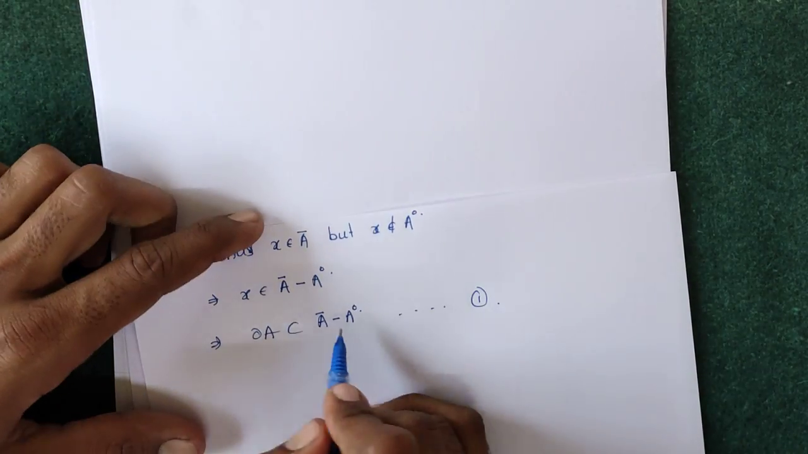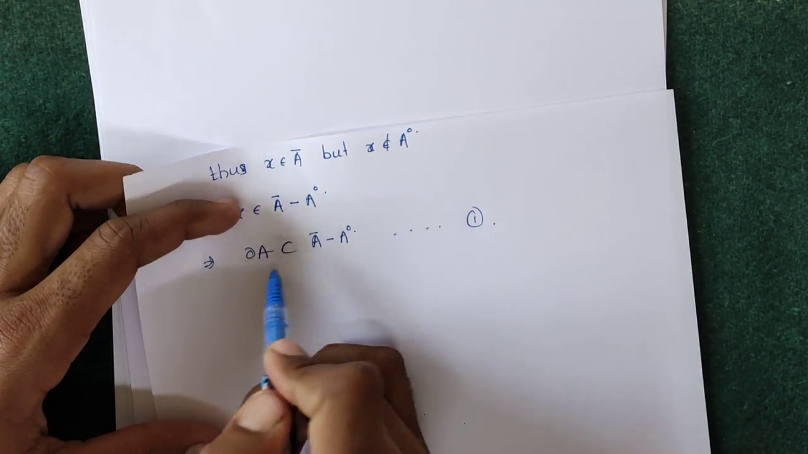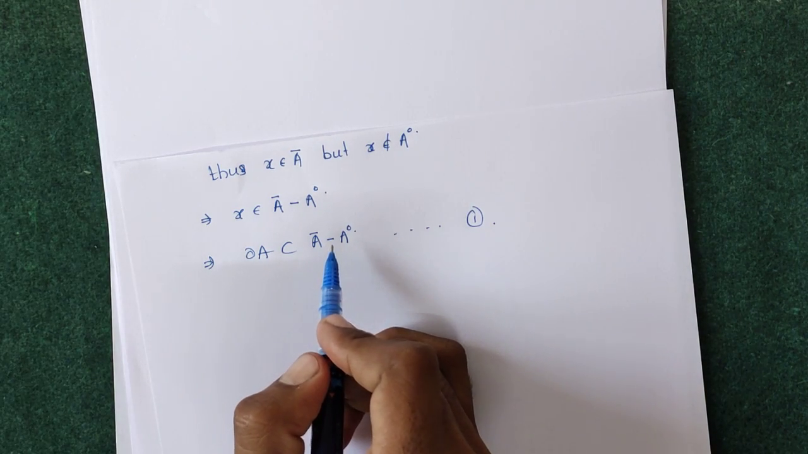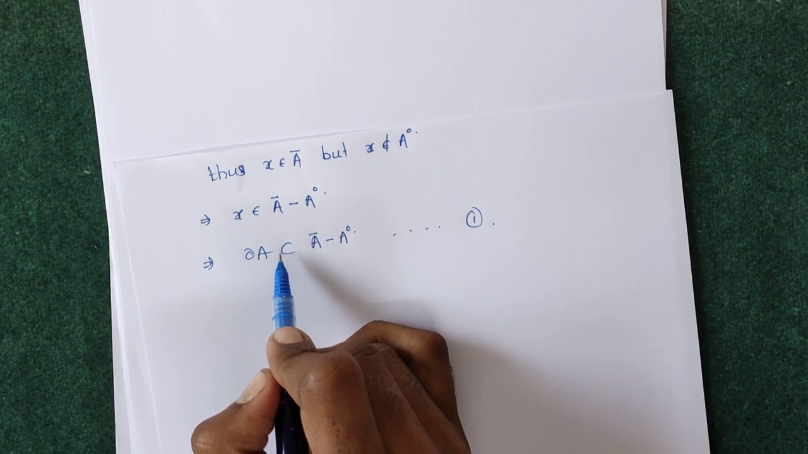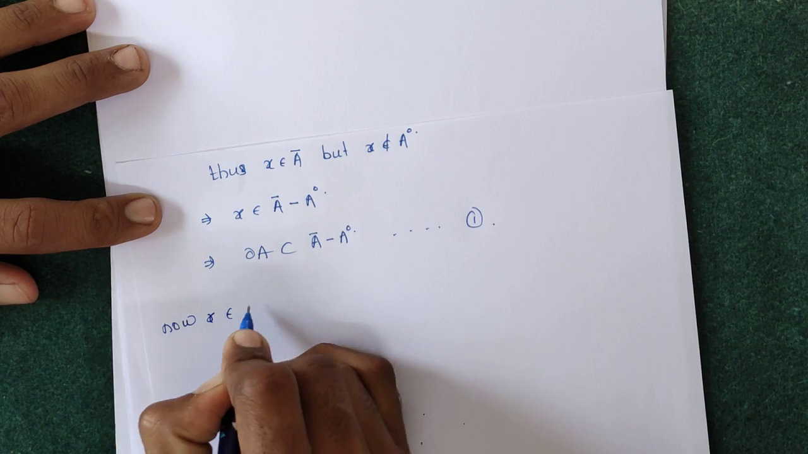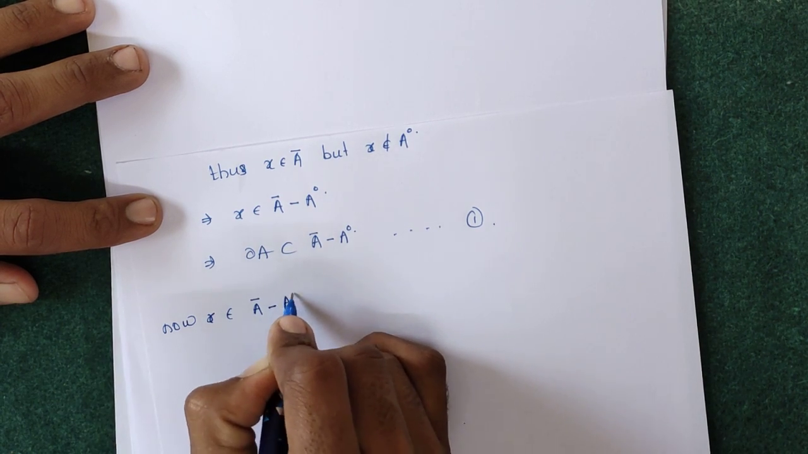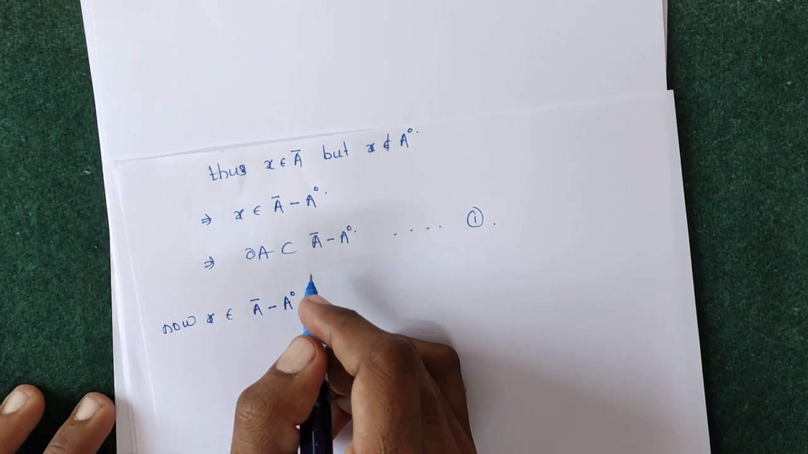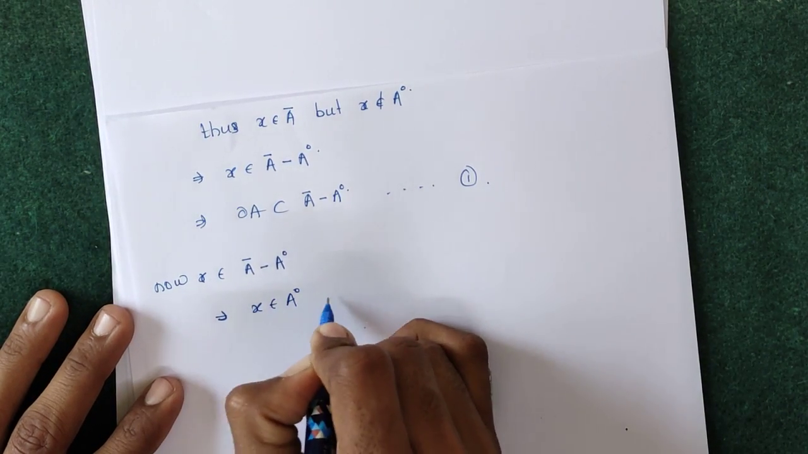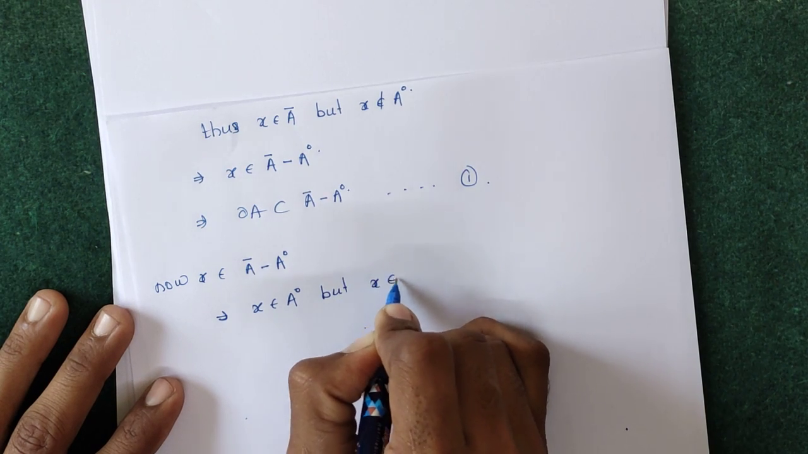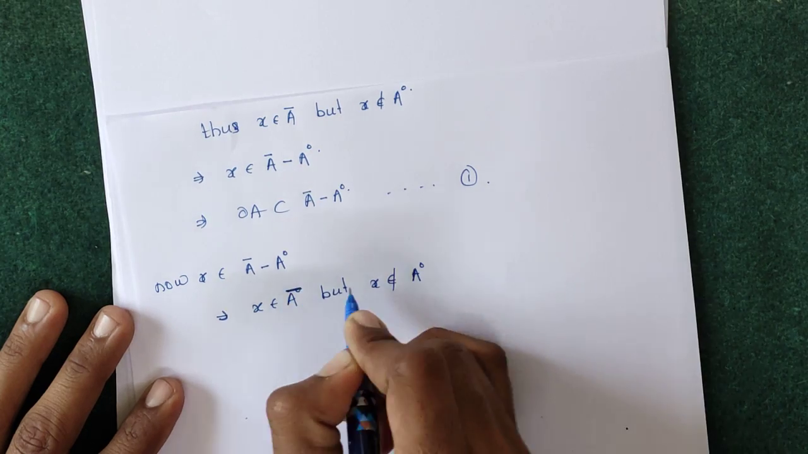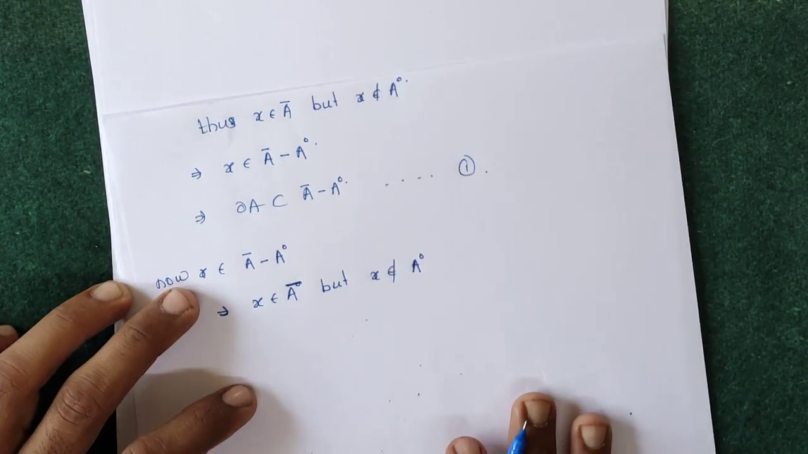Now we will show that A closure minus A interior is also a subset of gamma A, by taking any arbitrary element of A closure minus A interior and proving that the element is also an element of gamma A. Let x belong to A closure minus A interior. This implies that x belongs to A closure but x doesn't belong to A interior.